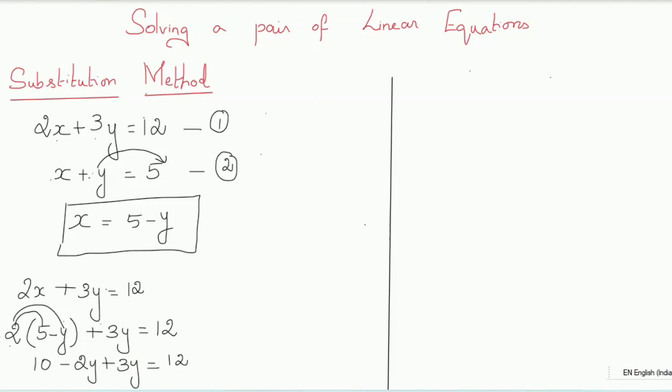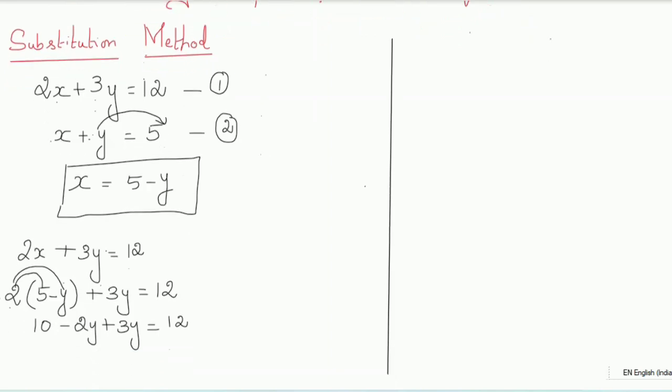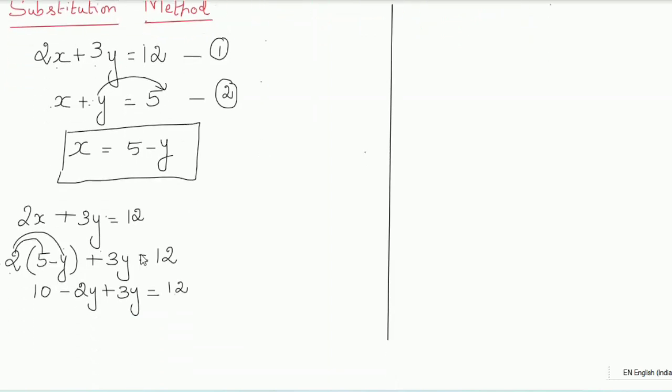So what we are going to do now? Now we are going to solve for y, isn't it? So 10 minus 2y plus 3y is plus y is equal to 12. So now transpose 10 to the other side. So it becomes plus 10 transposed to the other side becomes minus 10. So y gets the value 2.